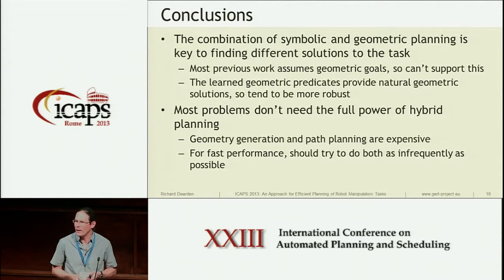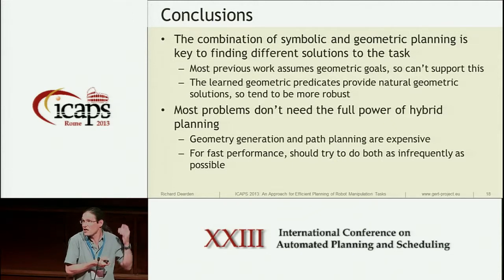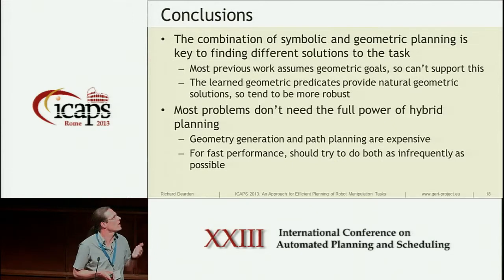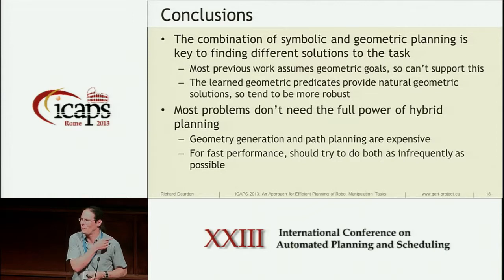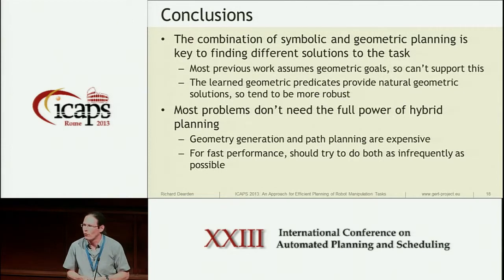And what we would claim anyway is that most problems don't actually need the full power of hybrid planning, right? You don't need to consider the geometry while you're generating the symbolic plan, because in many cases it's actually pretty easy. Even for 4 cups on that already cluttered tray, 10% of the time it just squeezed all 4 cups on there and said, hey, why not just generate this as a symbolic plan? The geometry generation and the path planning are by far the most expensive part of this, so if you can do them less, that's got to be a good thing.